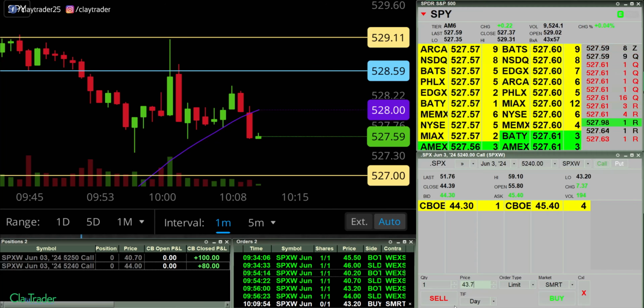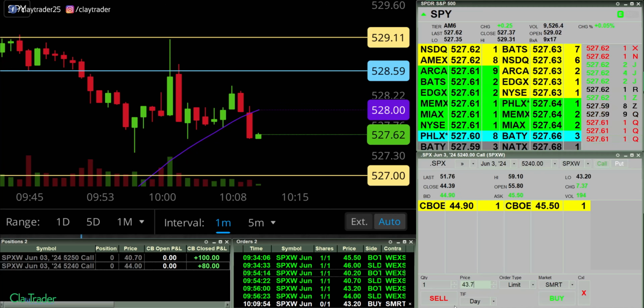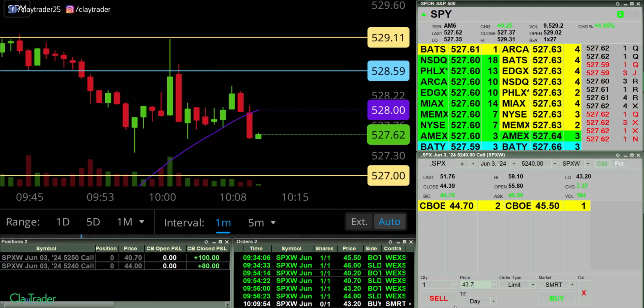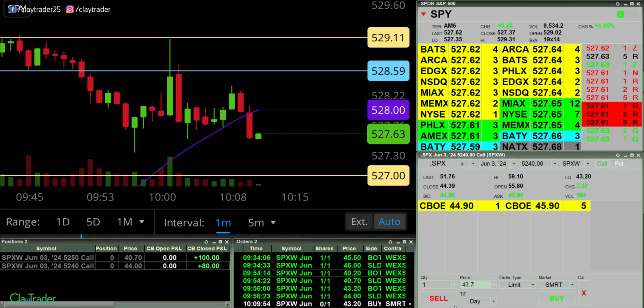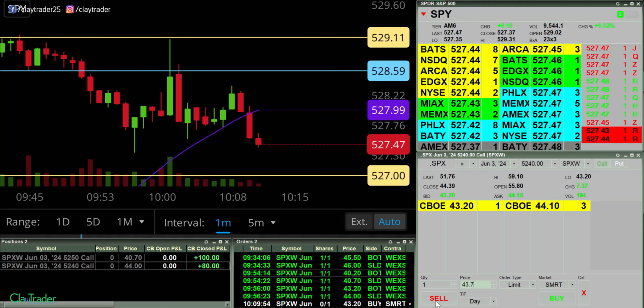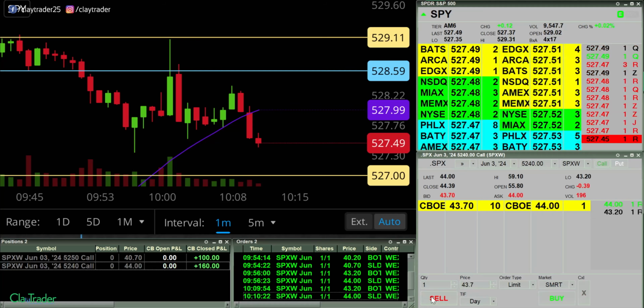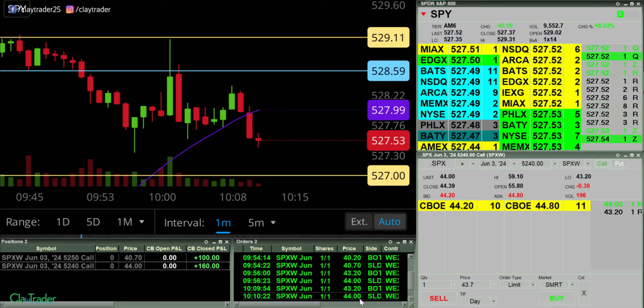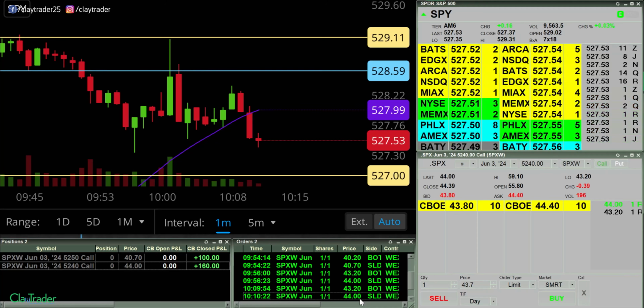For the call. Same strike price, same everything. So it would essentially be the same trade all over again, at least from an entry point standpoint. In there and out for 44. So that was $80 in, once again, literally a blink of an eye.